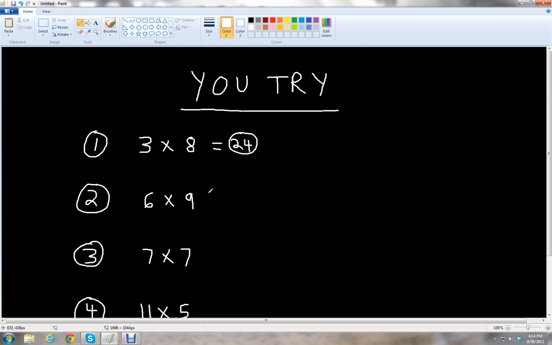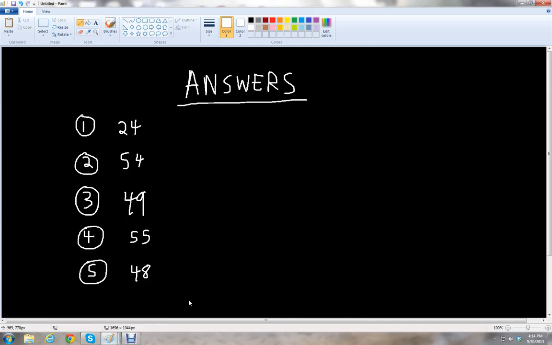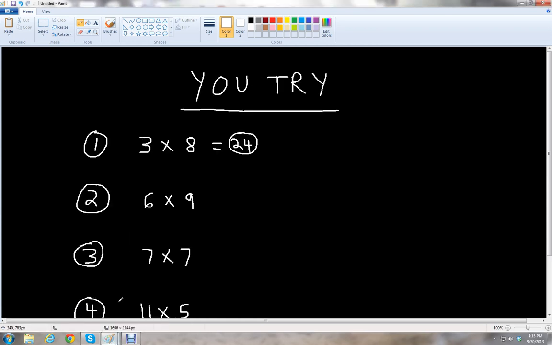So now let's look at 6 times 9. We'll go back to our times tables. And we have 6, and then we got 9. So there's 6 times 9. It's going to give us 54. And so that should be our answer, right? 54, yep. 6 times 9 is 54.